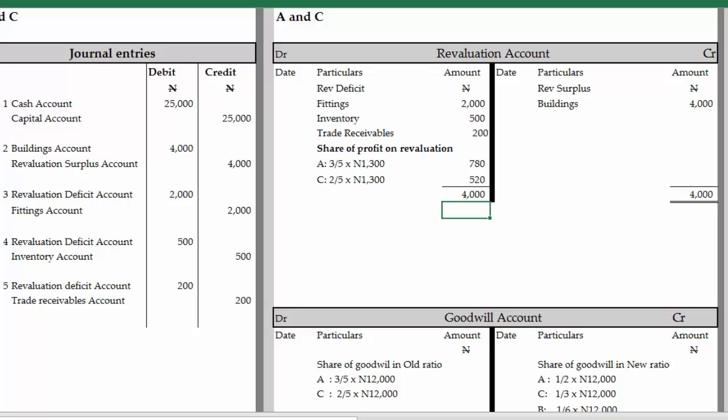And this is how to prepare a revaluation account under partnership. The main aim is just to ascertain the profit on revaluation, which will be shared among the old partners in their profit sharing ratio, which will be given to you in the question.